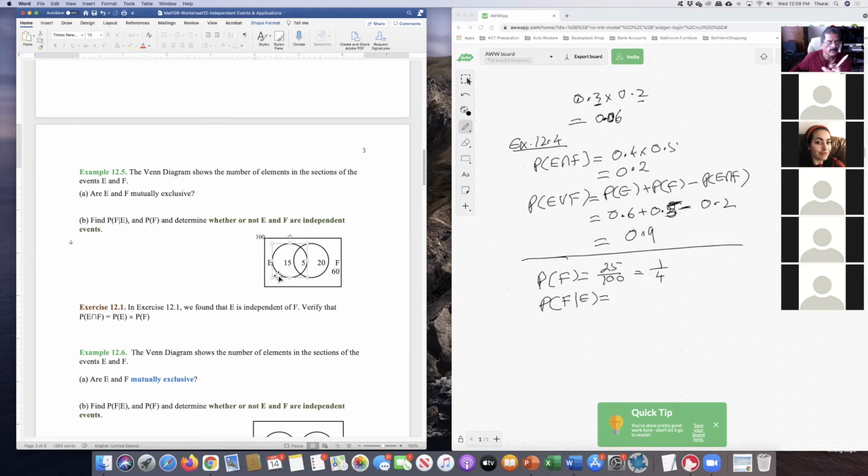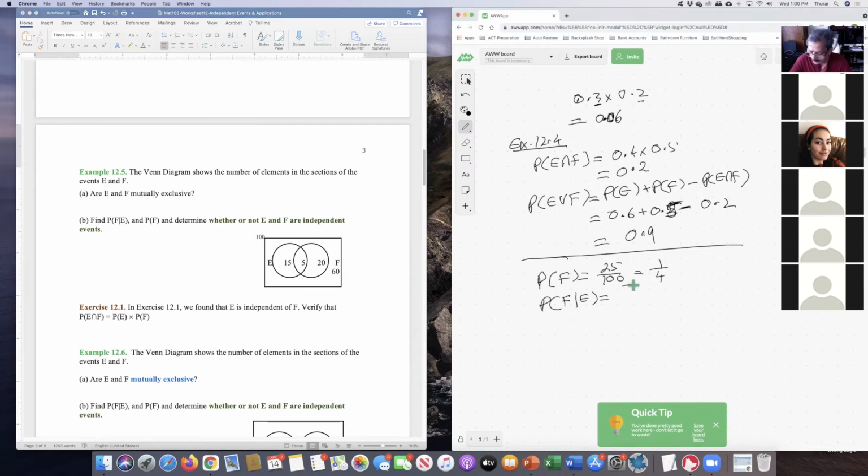5 over 15. 5 over 20. Yeah, 20. 5 over 20. Because E has occurred means now you're limited to the circle E. So the universal set has 20 elements, all the elements in E. And the only way F can occur now is if the actual outcome is in the intersection here. Only if it is here, F can occur. So therefore, 5 over 20.